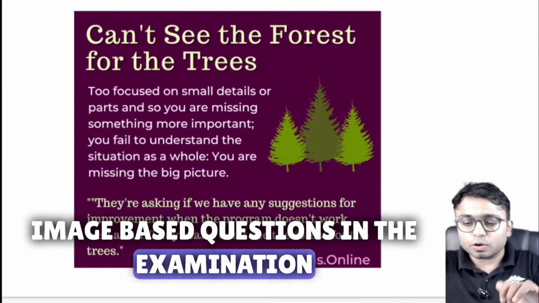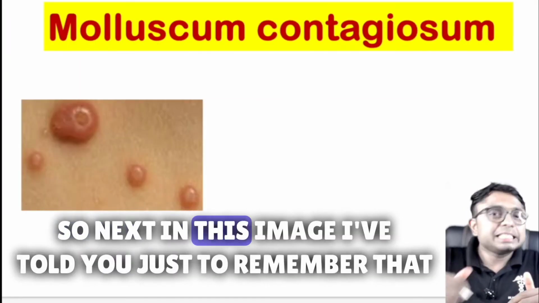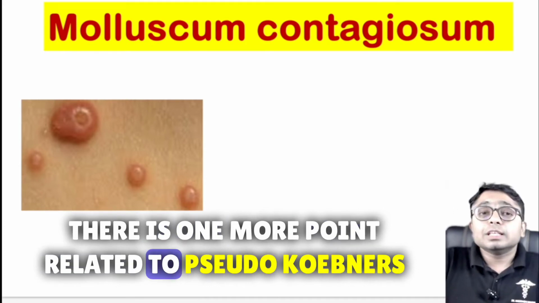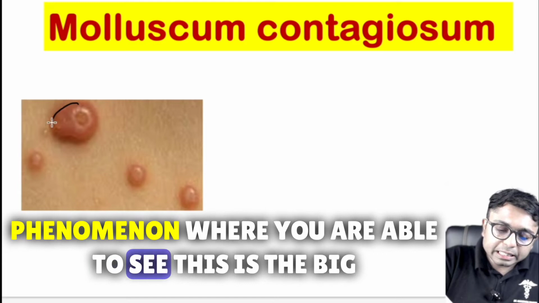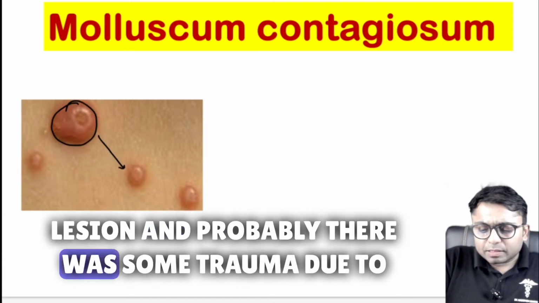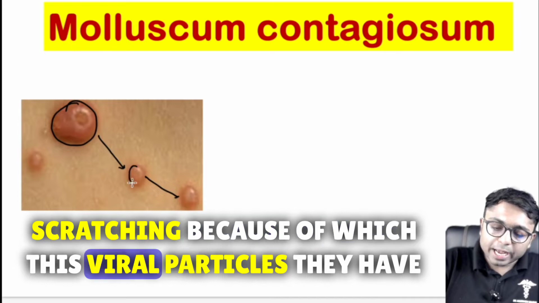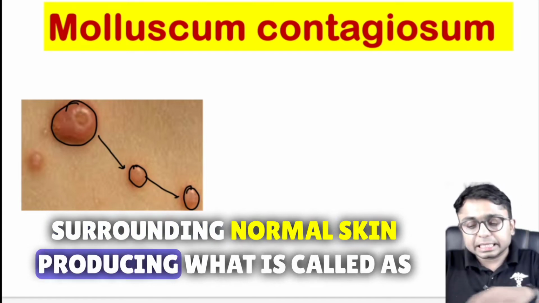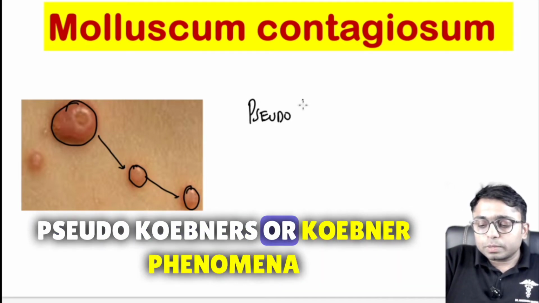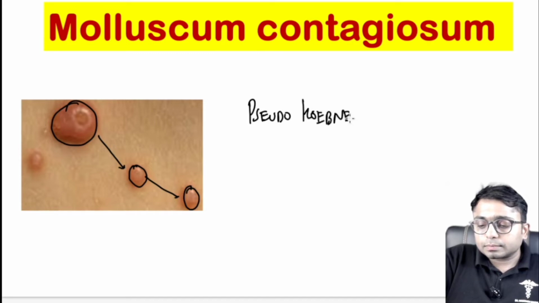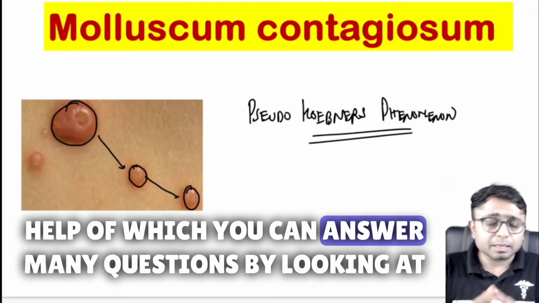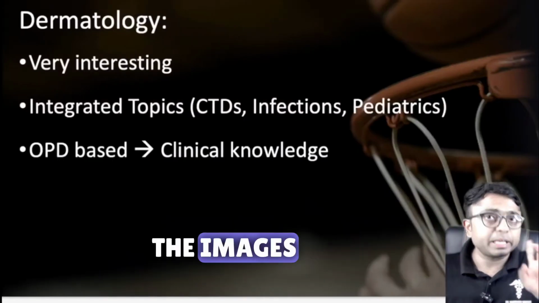questions in the examination. Next, in this image, I have told you just to remember that there is one more point related to pseudo-Koebner's phenomenon, where you are able to see this is the bigger lesion, and probably there was some trauma due to scratching, because of which these viral particles have inoculated into the surrounding normal skin, producing what is called pseudo-Koebner's or Koebner's phenomenon. So this is the importance of the holistic approach, with the help of which you can answer many questions by looking at the images.